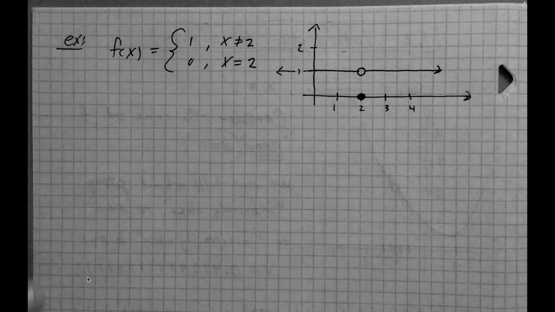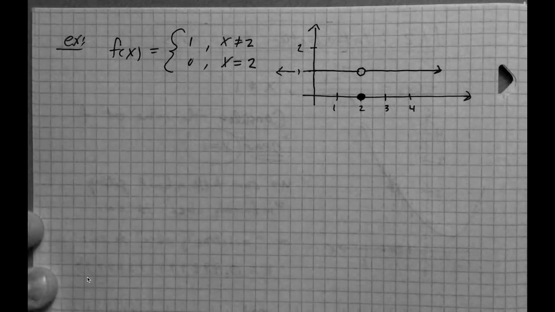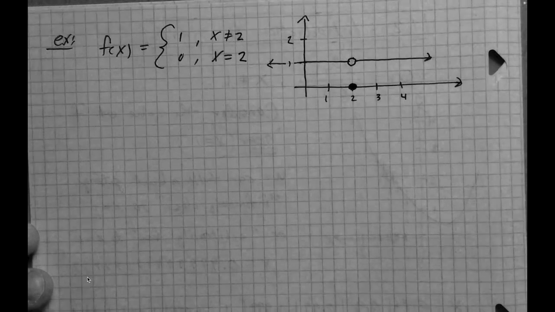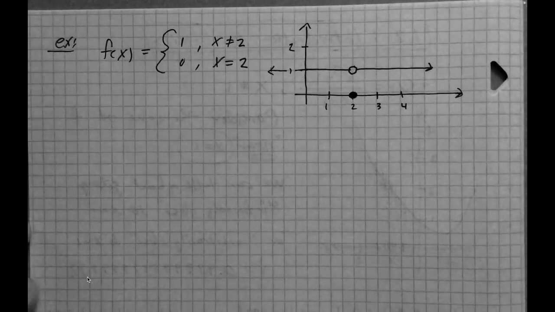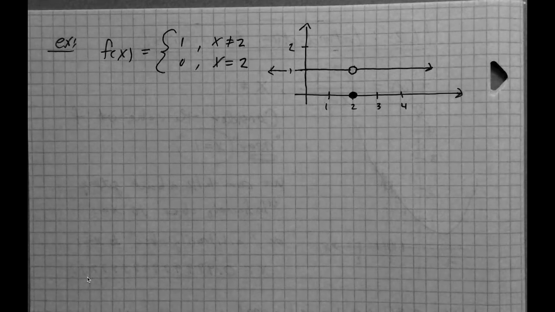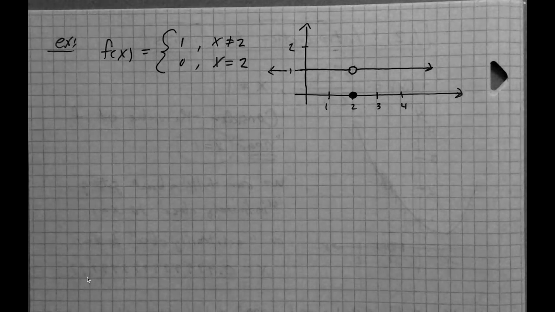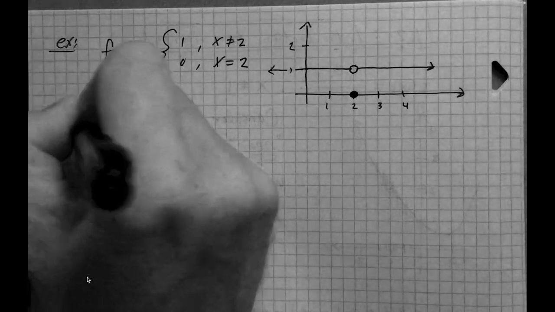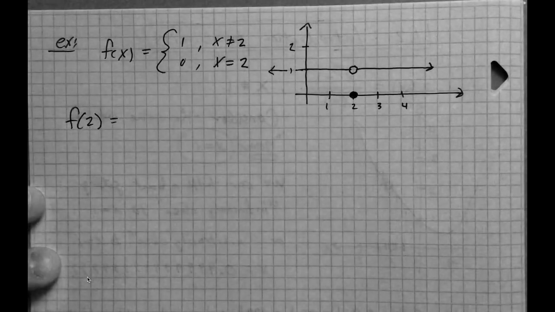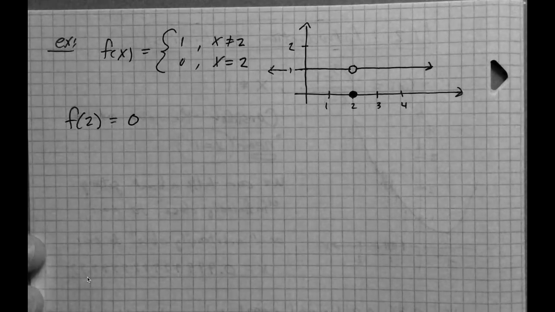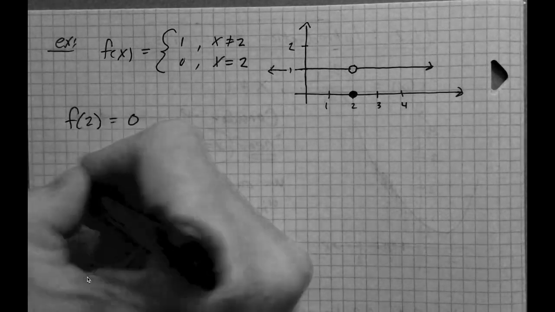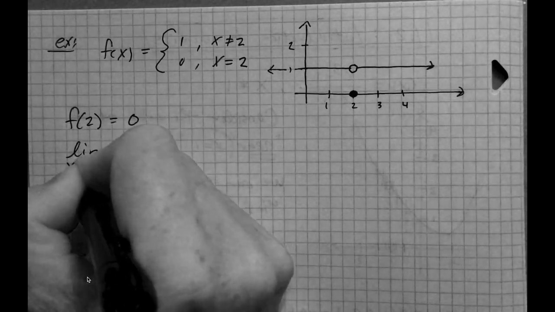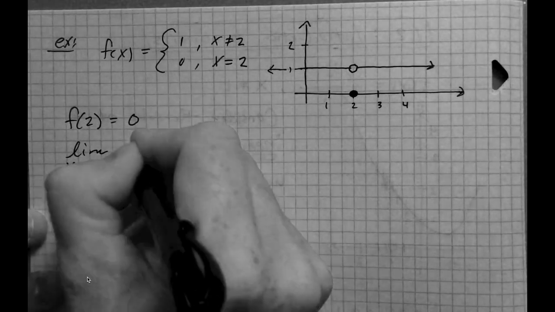So something important to notice is that in the previous example, we had a hole at 1, and the value of the function was in fact undefined at that hole, namely because the denominator would be equal to 0 if we were to evaluate the function at that x value of 1. In this case, f of 2 is defined, right? We can say clearly that f of 2 is equal to 0, right? But the question is then, what is the limit as x approaches 2 of f of x?